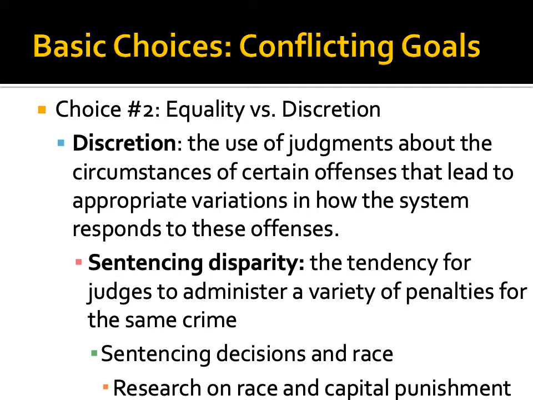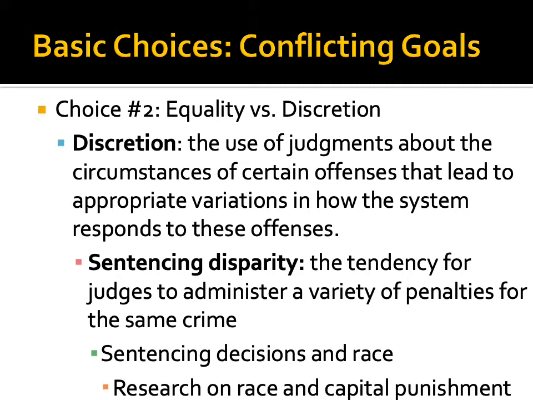Discretion, on the other hand, is actually kind of the opposite of that, right? This is the use of judgments about the circumstances of certain offenses that lead to appropriate variations in how the system responds to those offenses, right? With discretion, we care about the motive. If you are speeding down the road because you're drag racing, should you get the same punishment as if you're speeding down the road because your wife is about to give birth in your car and you're trying to get her to the hospital? According to discretion, well, no, the police should probably help the wife who is trying to have a baby get to the hospital, right?